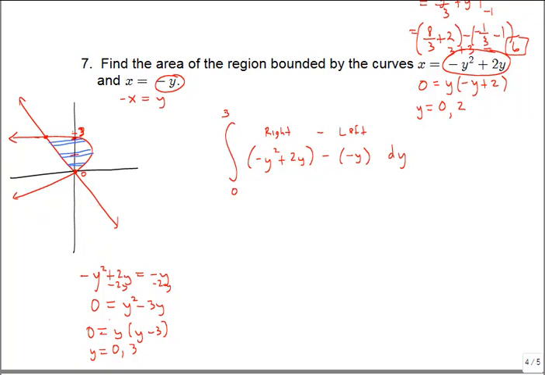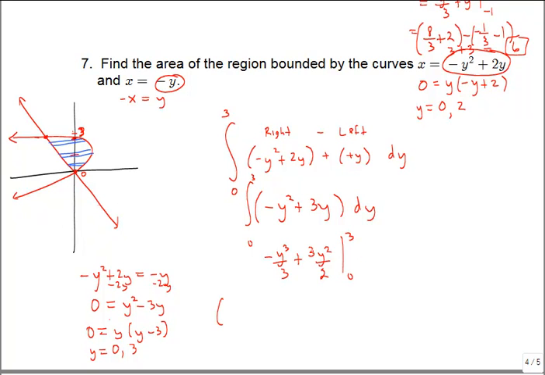So my integral, when I clean this up a little bit, minus minus becomes plus. So this is negative y squared plus 3y dy from 0 to 3. And now to integrate it, the integral of y squared becomes y cubed over 3, but there's that minus in front. The integral of y becomes y squared over 2, and that 3 stays in front. And I want to do this from 0 to 3.